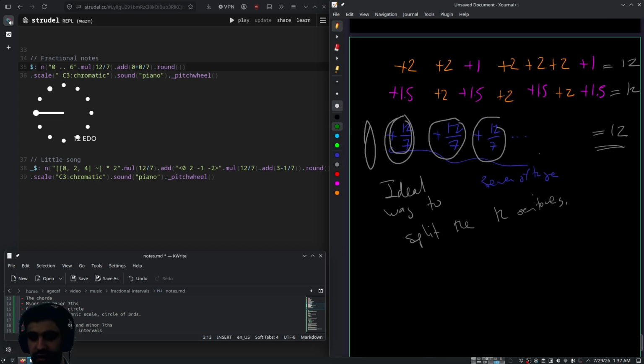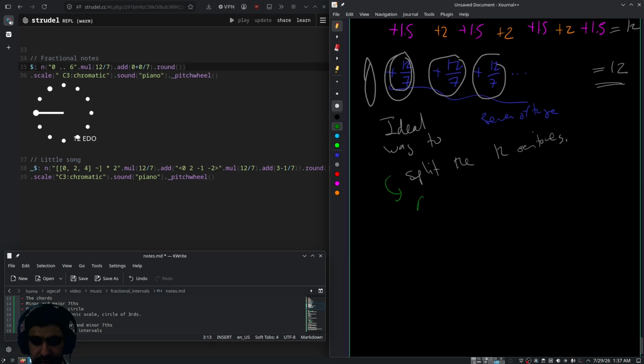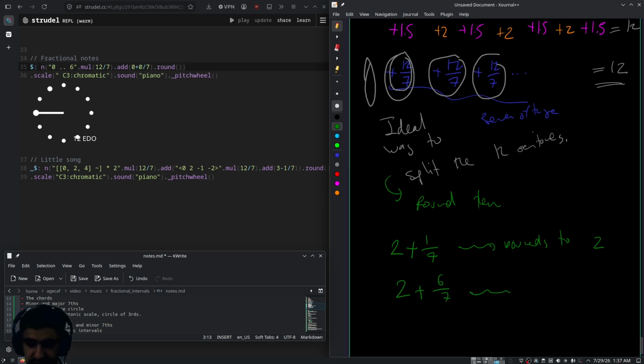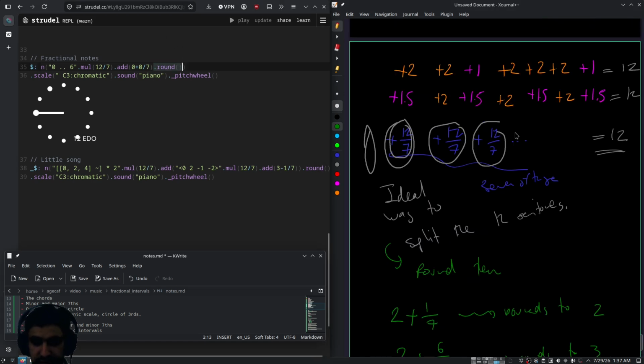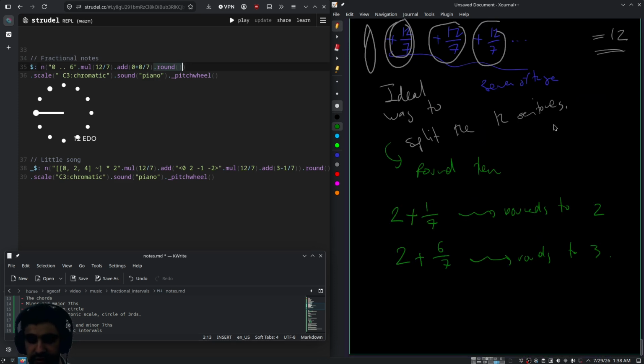Alright, so these are going to give us fractions, so all I'm going to do is round them. For example, if I have 2 plus 1 over 7, that just rounds to 2. But if I have 2 plus 6 over 7, that's much closer to 3 than to 2, so that rounds to 3. And so at the end of it, I'm going to round it, and that is going to give us 7 notes. So it's going to give us a scale, but the question is which scale?